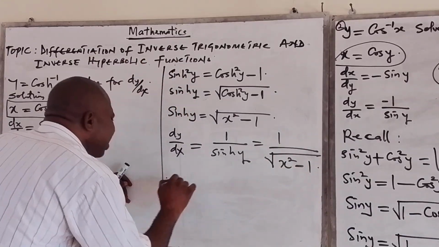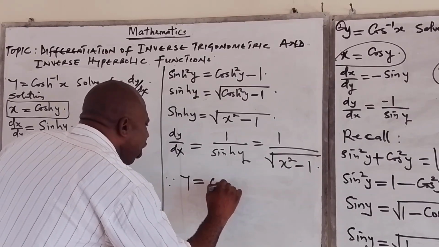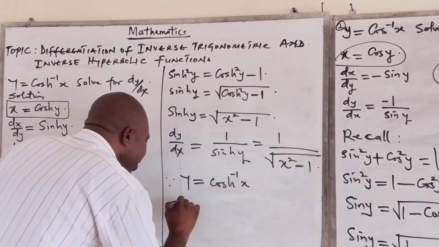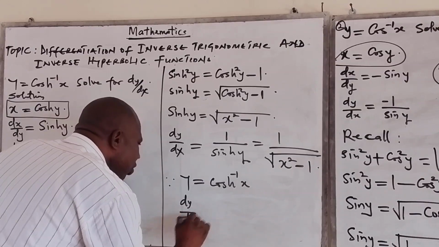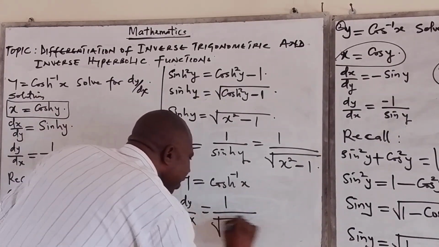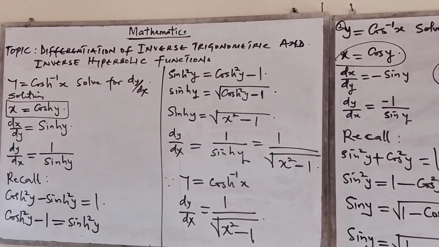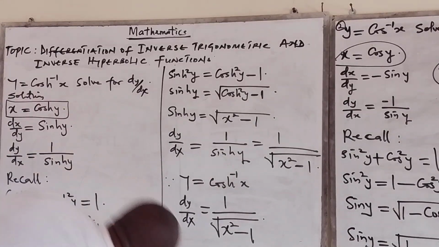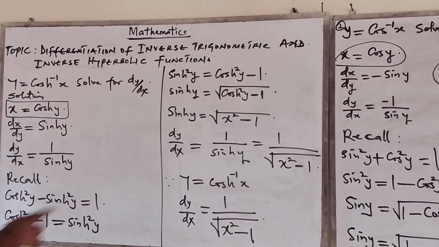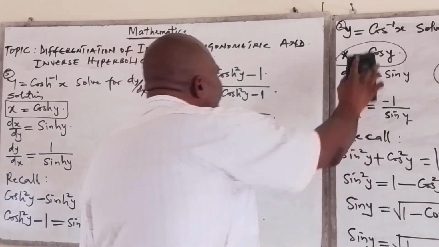So it therefore means that if y is equal to cos h inverse of x, the dy all over the dx will be equal to 1 all over the square root of x squared minus 1. So that's cos h inverse of x. Now, number 5, we're going to be looking at the last one under this hyperbolic function, which is tan h inverse of x.